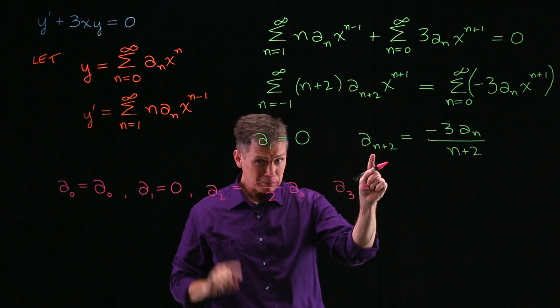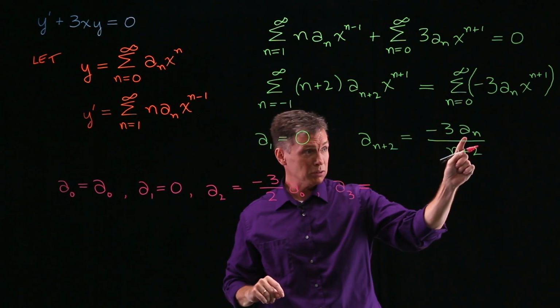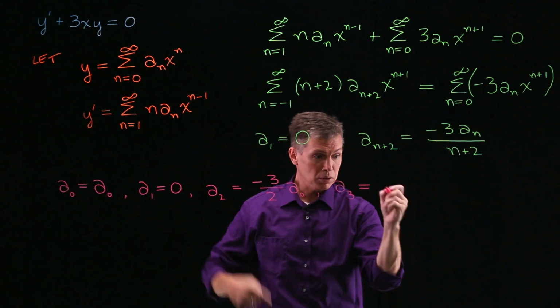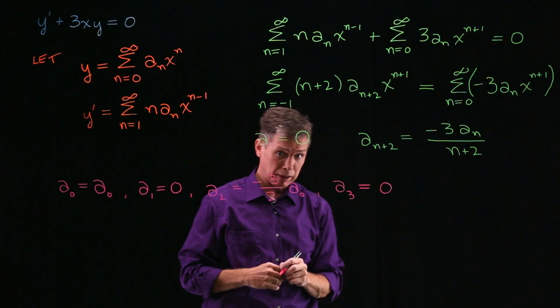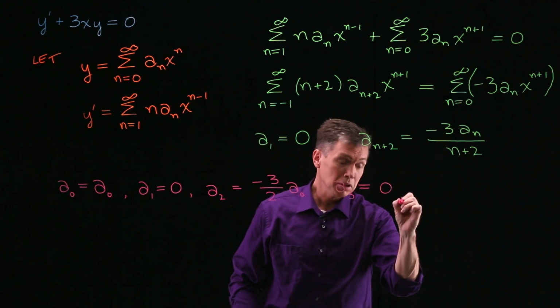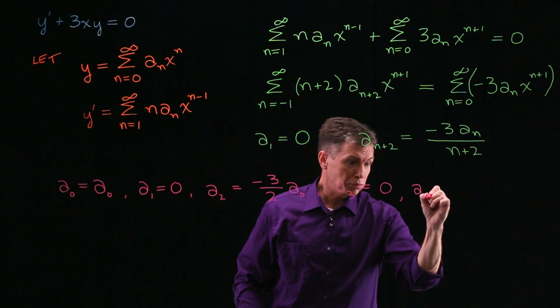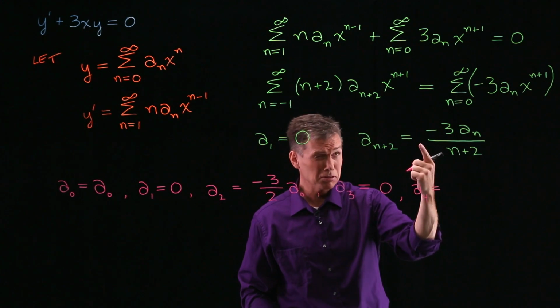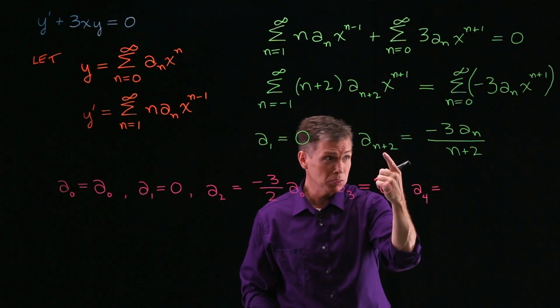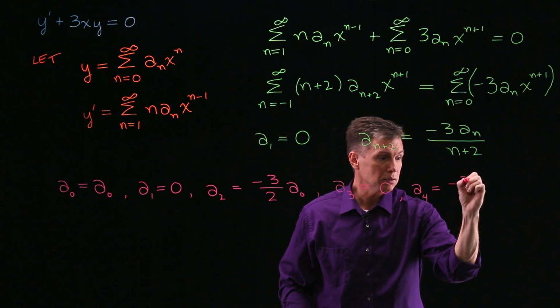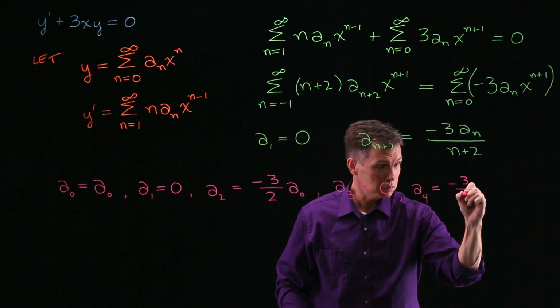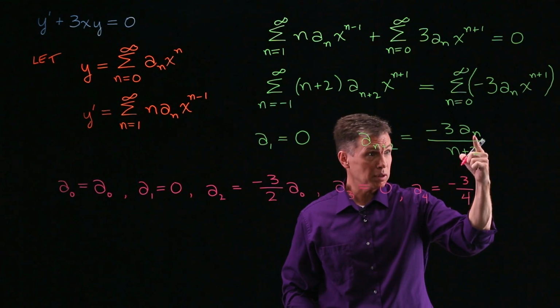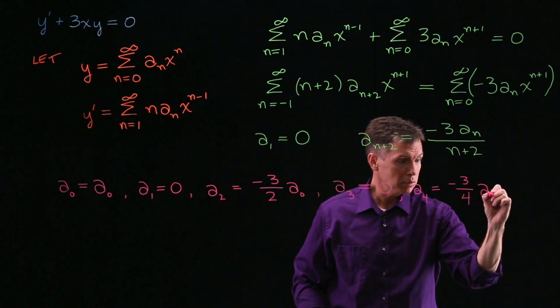N would be 1. Notice right away, a sub 1, but that's 0. So the whole thing blanks out to 0 for a sub 3. That was nice. Comma, a sub 4. Let me try to get a handle on that. A sub 4, following the formula, my n is 2. So I'm going to end up with minus 3 over 4 times a sub 2.